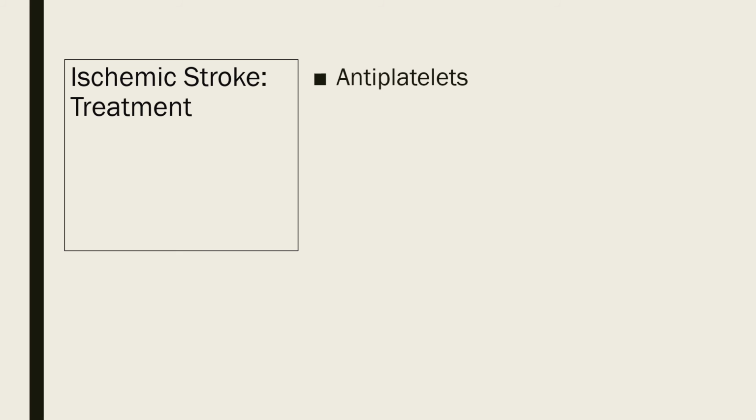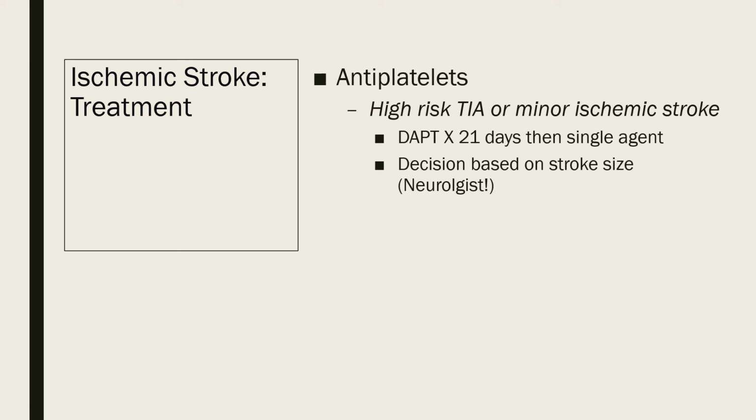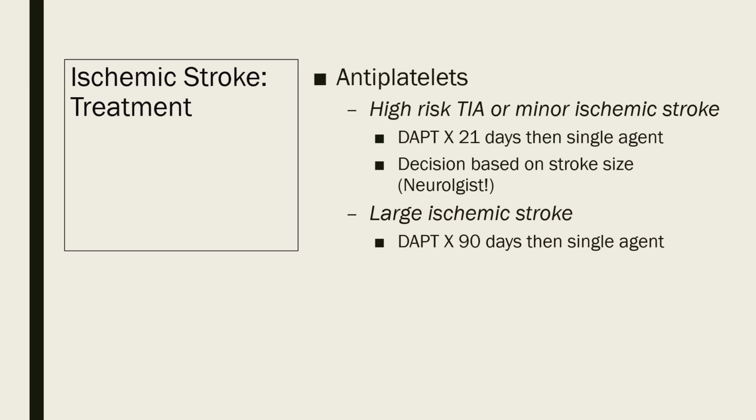So the indication for antiplatelets has actually changed several times just since I've been with hospitalist medicine. But currently the recommendation is that if you have a high-risk TIA or a minor ischemic stroke, then you need to do dual antiplatelet therapy for 21 days, and then you change over to a single agent. So usually with this, you do like Plavix plus aspirin for 21 days, and then you change over to just aspirin alone. This decision is typically based on the stroke size, and this is where you'll get a neurologist to help you make that decision.